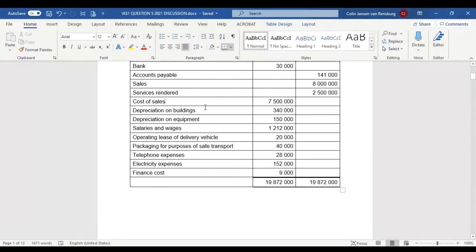So now let's go and have a look at this. They say depreciation on buildings and depreciation on equipment and so forth. So let's maybe just start with the depreciation on buildings, right? The depreciation on buildings, we see that is a total amount of 340,000.